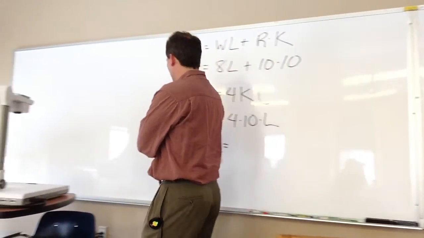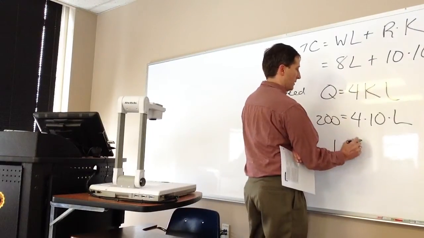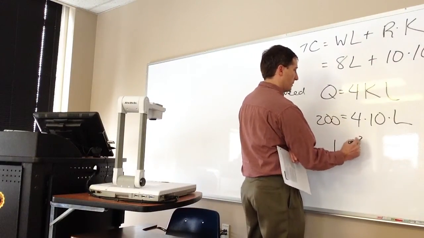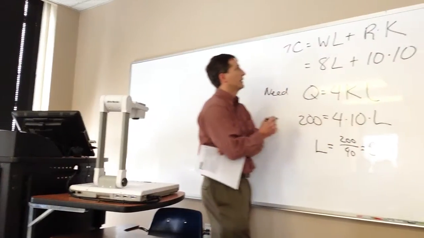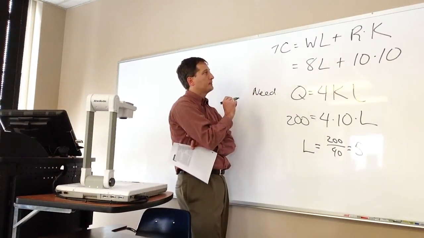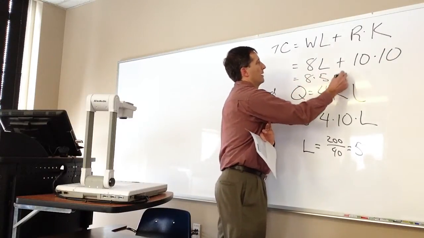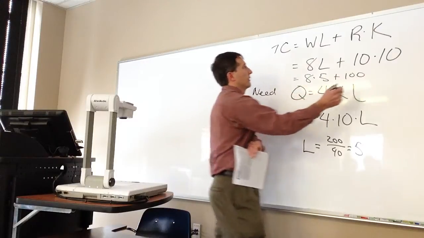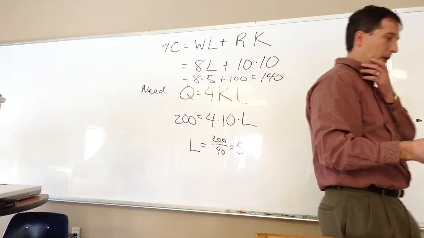What'd you get for L? 5. Okay. So L equals 200 divided by 40 equals 5. Now we've got our answer up top. We can substitute in 8 times 5 plus 100, giving us $140 worth of cost.